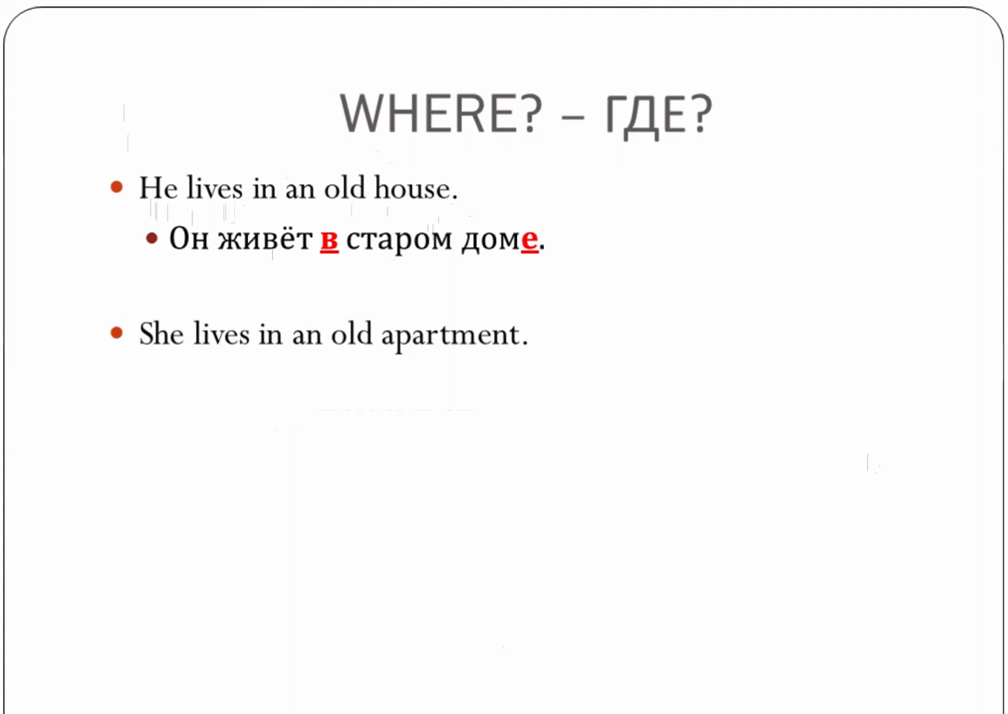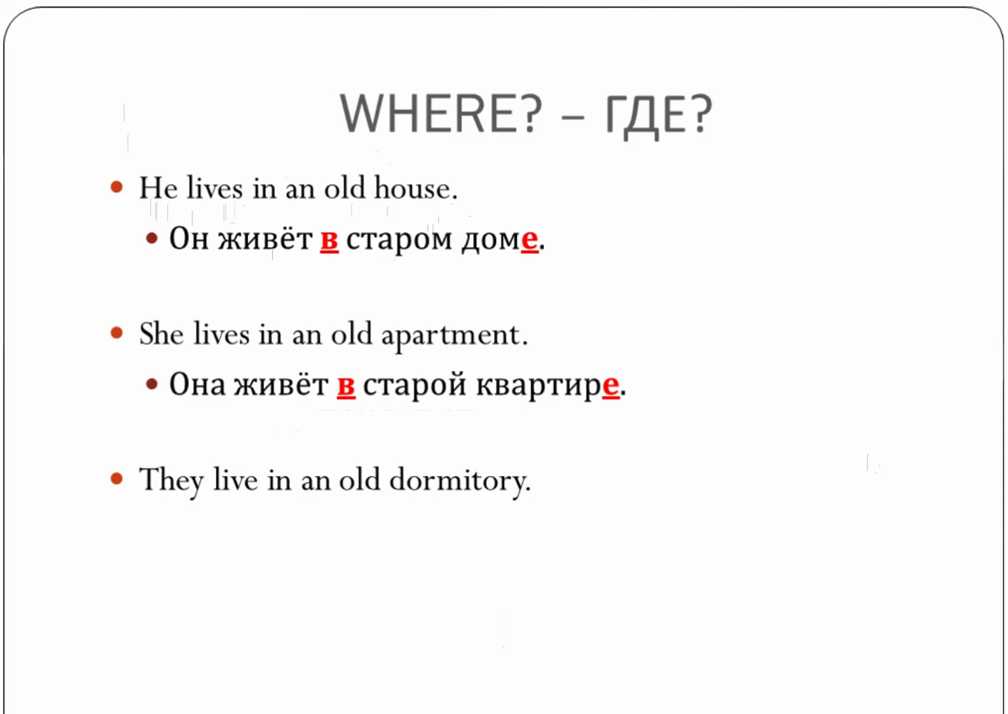She lives in an old apartment. Она живет в старой квартире. They live in an old dormitory. Они живут в старом общежитии. So ие changed to ии. So hopefully these endings are clear to you. So most nouns have е ending. Ие changes to ии after в.